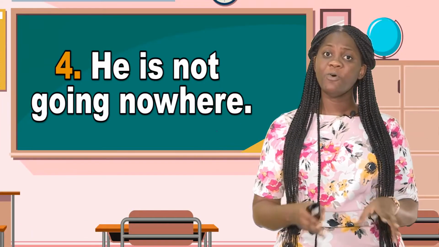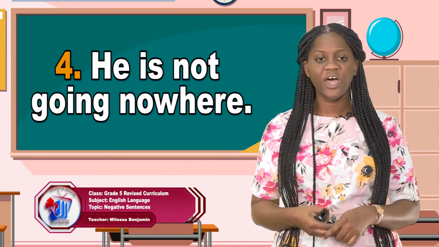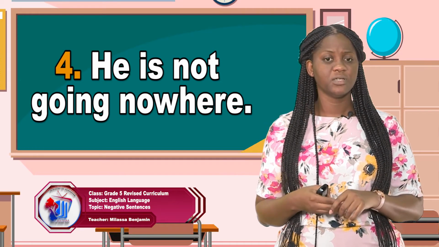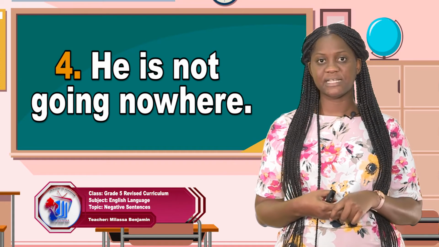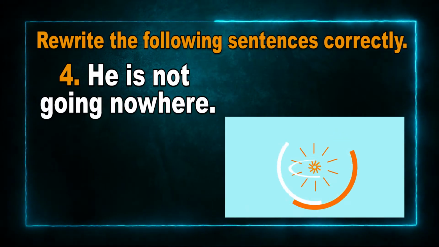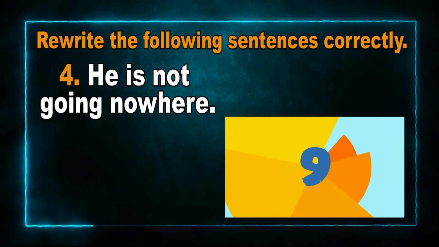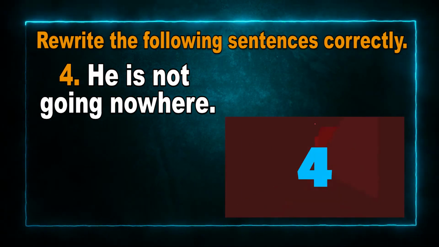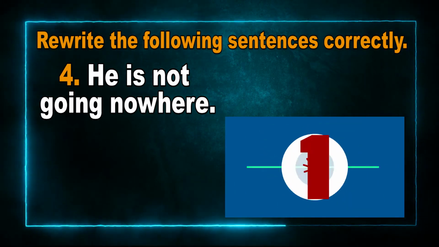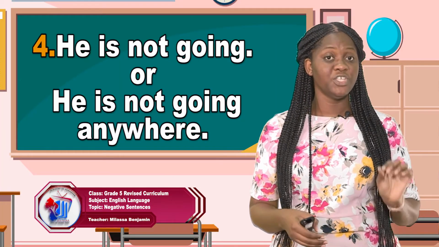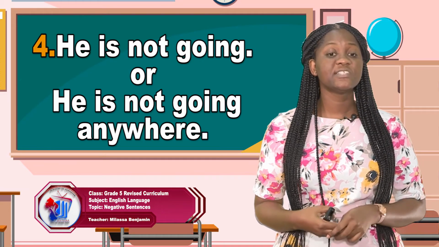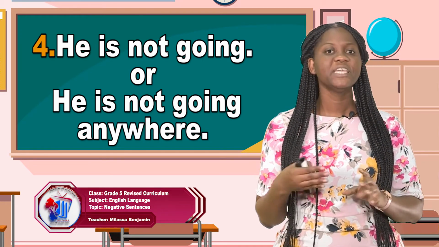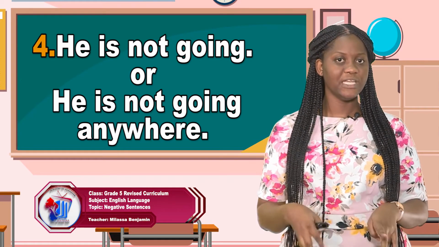Great. Moving on. He is not going nowhere. Double negative once again. So let's get on to correct the sentence. Boys and girls, you should have written, he is not going. Or you can have, he is not going anywhere.